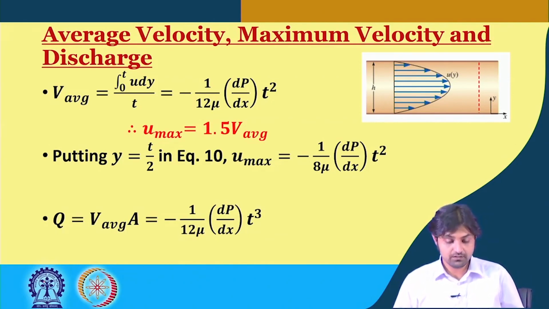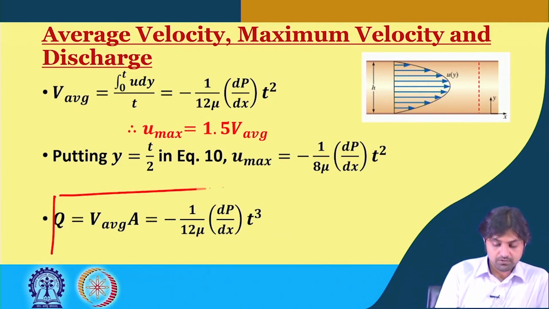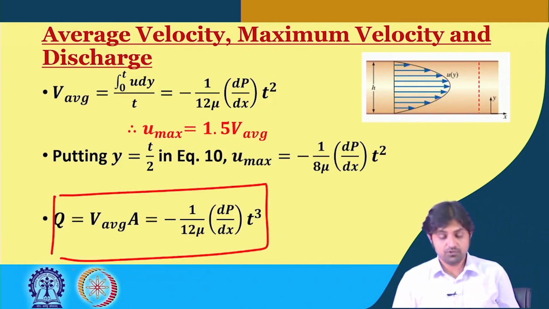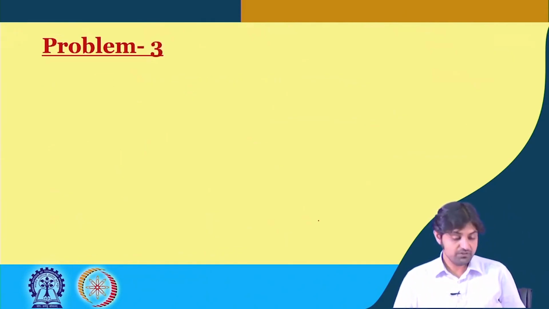All right. So, v average we already know, 1 by 12 mu, and the area is simply t, because we are considering the per unit length. So we multiply by the per unit length t, so that t square becomes t cube. These are some of the formulas that you must remember. Now, we will solve one problem from this.